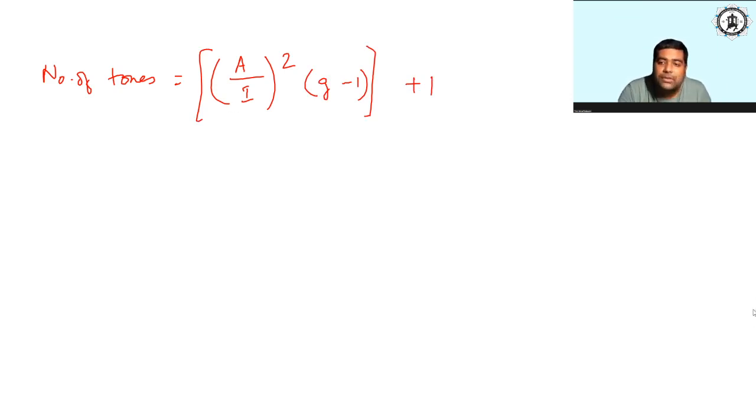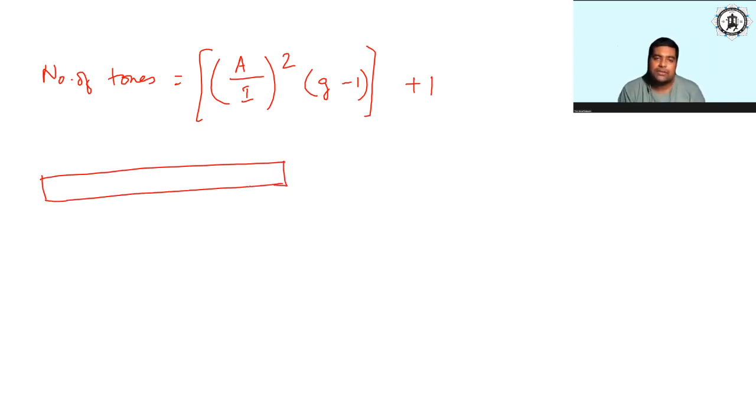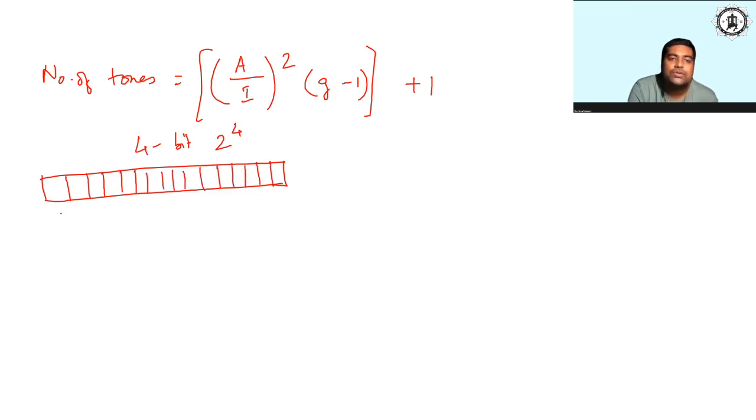Okay, so let us explain this formula. What does it mean? First of all, I have to explain the number of tones. Suppose this is your grayscale. If you remember our discussion on the concept of bit depth, if you are using an 8-bit or 4-bit image, how many tones will be reproduced for a 4-bit image? It will be 2 to the power 4. That means 16. So 1, 2, 3, up to 16. So 16 tones will be created.